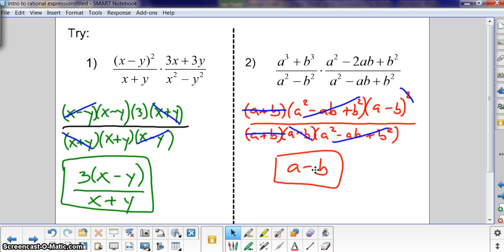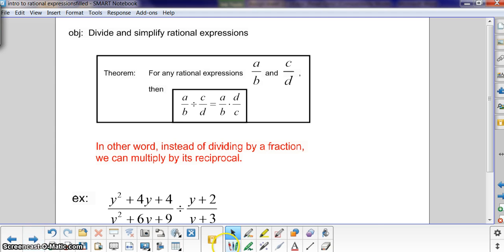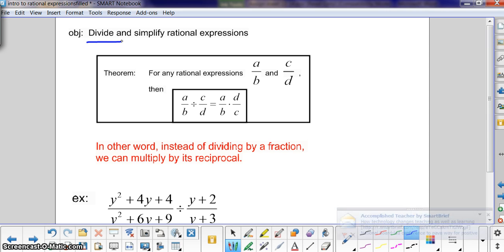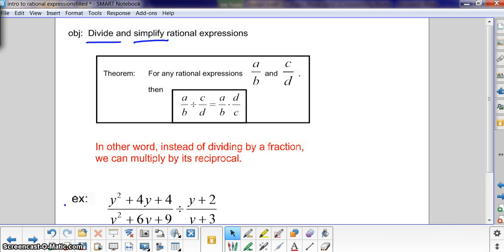So we're going to take that idea and continue working, but now we are going to talk about dividing. So now if I had to divide fractions, I'm still going to be simplifying rational expressions. Okay, so let's see how we go ahead and do that.